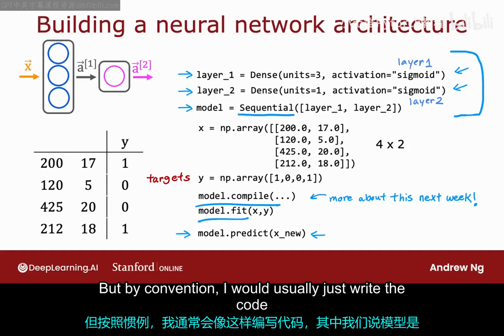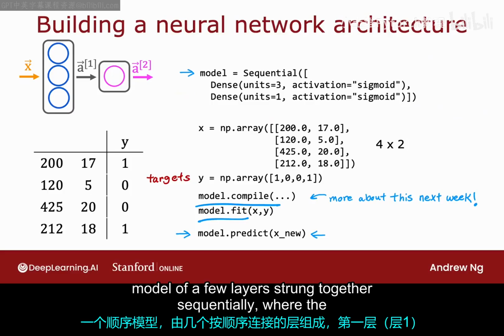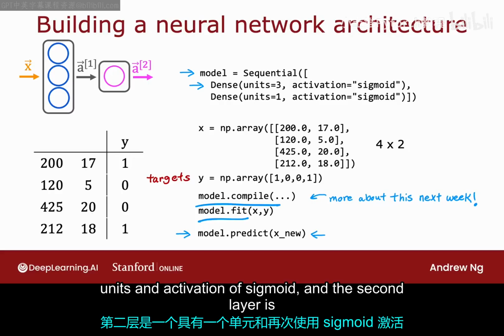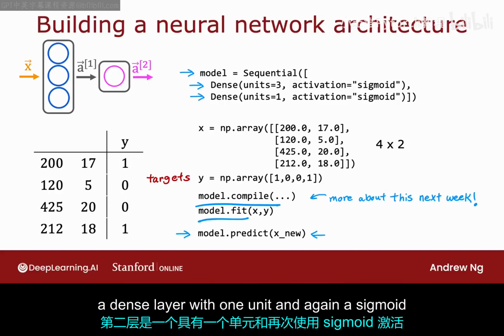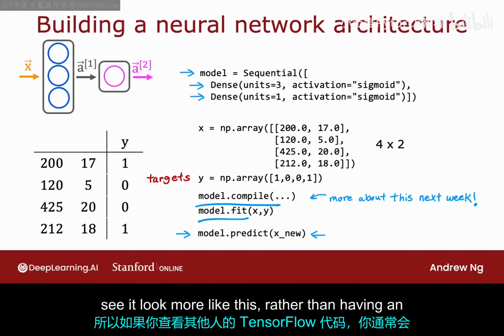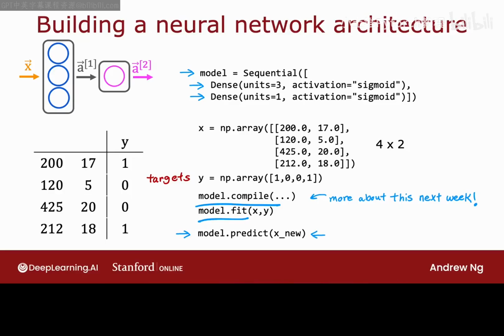But by convention, I would usually just write the code like this, where we say the model is a sequential model of a few layers strung together sequentially, where the first layer, layer 1, is a dense layer with 3 units and activation of sigmoid, and the second layer is a dense layer with 1 unit and again a sigmoid activation function. So if you look at others' TensorFlow code, you often see it look more like this, rather than having an explicit assignment to these layer 1 and layer 2 variables.